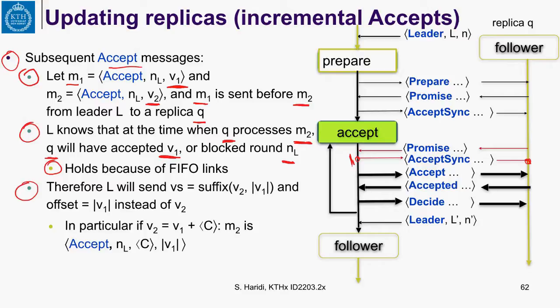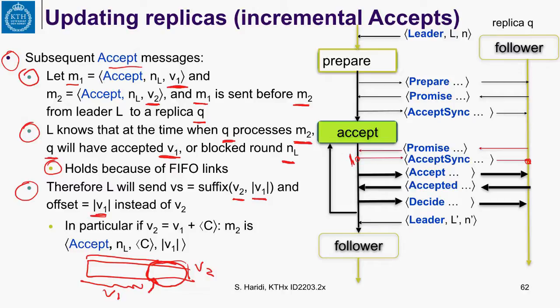So this holds, of course, because of the FIFO links. Therefore, a leader will send actually the difference between V2 and V1. So if this part is V1 and this as a whole is V2, then he is going to send this part only. So that is what we say, it is a suffix of V2 starting after the index that corresponds to the length of V1. And of course it has to send that offset, okay, clearly.